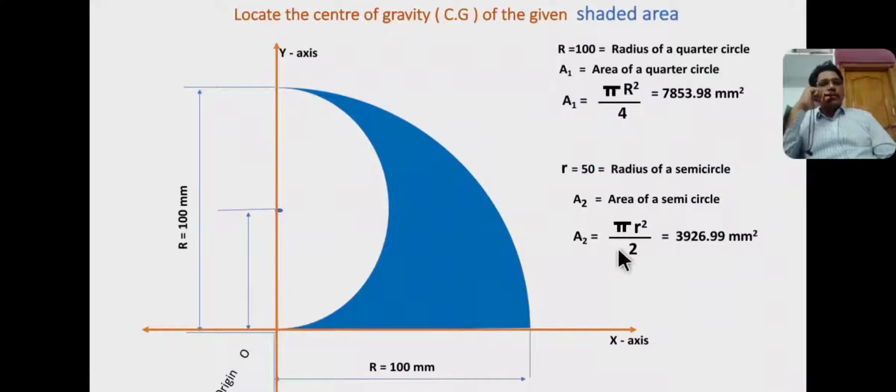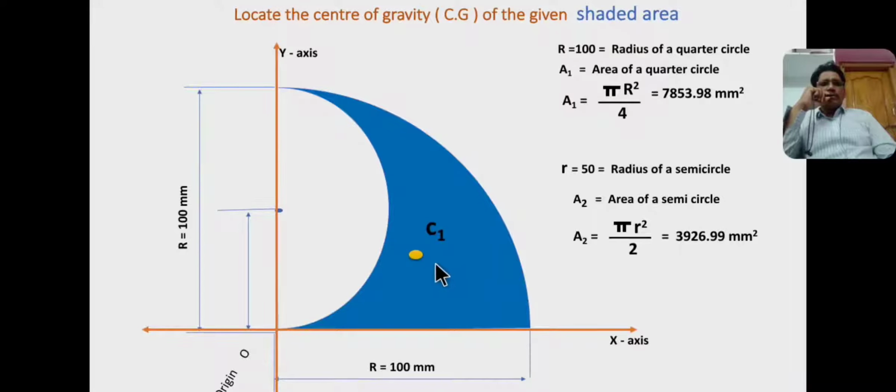Now coming to the problem, the first section is a quarter circle having radius capital R equal to 100 mm. Therefore the area of a quarter circle A1 equals pi r square by 4, that is pi into 100 square by 4, equal to 7853.98 mm square. Similarly, small r equal to radius of a semicircle, and area A2 equals pi r square by 2, equal to 3926.99 mm square.